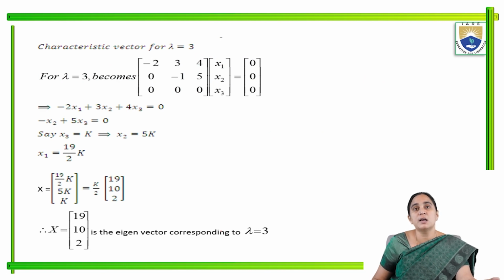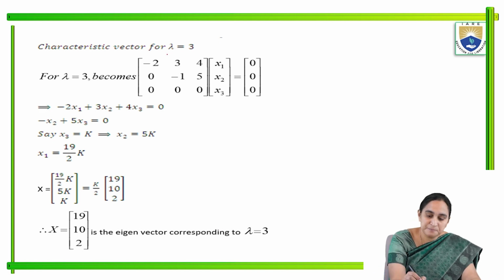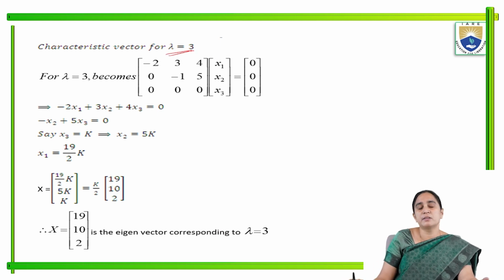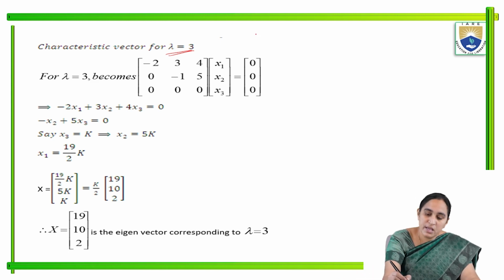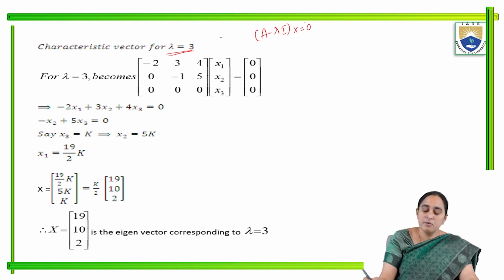What about the third eigenvalue? Lambda is equal to 3. For that, again, the same concept for finding the eigenvector for lambda is equal to 3. Again, apply the formula A minus lambda I into x is equal to 0. From that, here, what is the lambda value? That is A minus 3I into x is equal to 0.